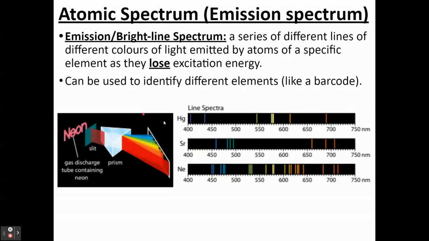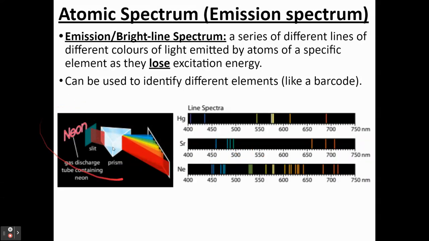And what scientists noticed is that different elements spat out different colors of light. So mercury spits out some light at this wavelength here, this wavelength here. These are wavelengths at the bottom, by the way. This wavelength, that wavelength, this wavelength. Every element has its own sort of unique barcode, and you could actually use this emission spectrum barcode to identify what element you have in a particular substance.